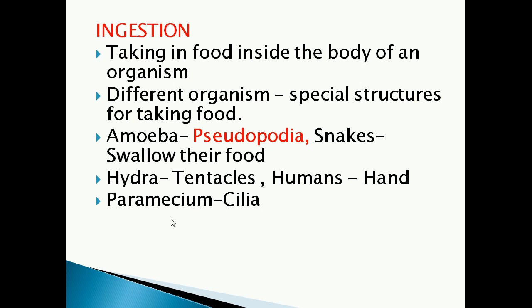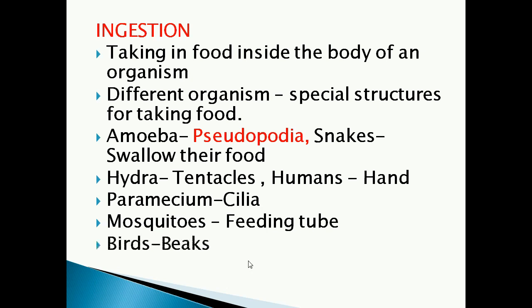Then paramecium is a protozoa. It will take food particles by using cilia. Then mosquitoes use feeding tubes for sucking blood from other organisms. Then birds use their beaks. Okay, so these are certain organs used by the organisms to take in their food.